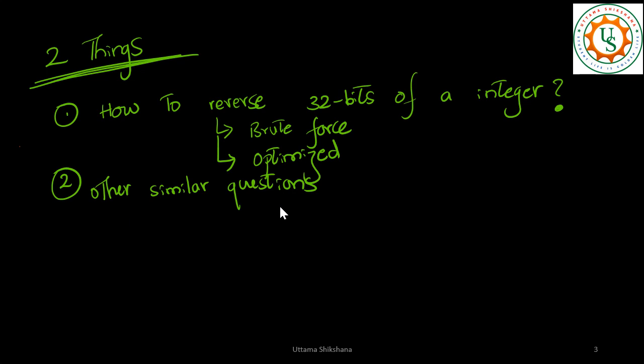Usually in the telecom industry, as I was mentioning in one of the videos, the important things are the bitwise operators, pointers, and arrays. Those things would be asked more in the interview. And one of the important questions related to that is reversing 32 bits of an integer.